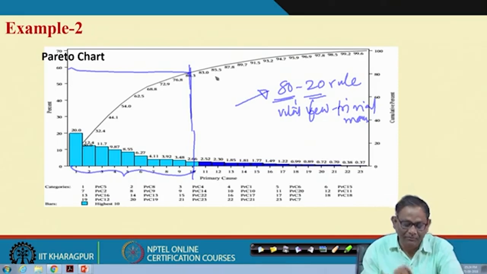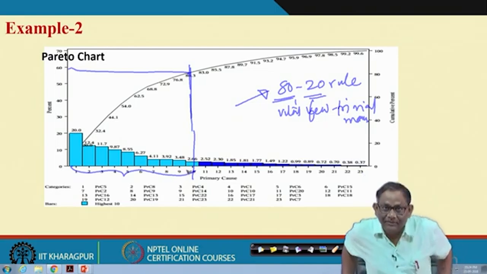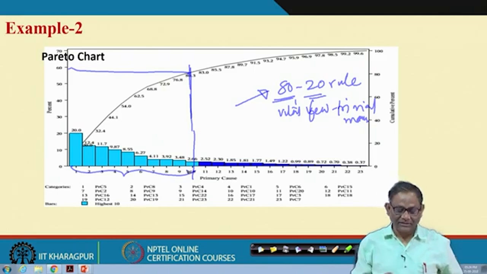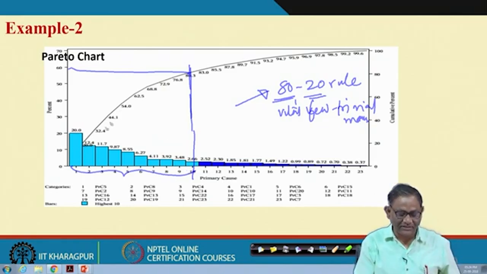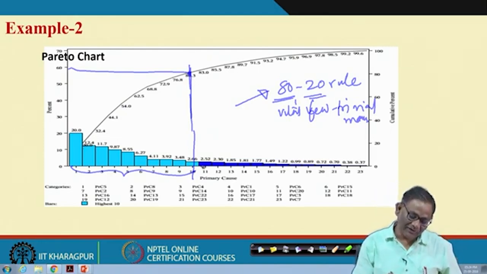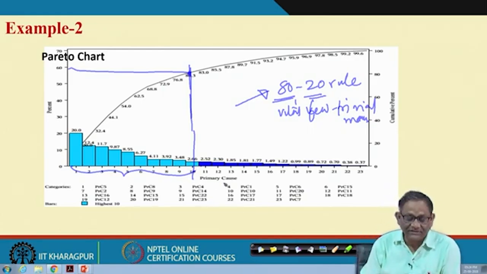80% of the values or problems are consumed by a few causes. Here there are many accident causes, but 10 causes are contributing to 80% of the occurrences. This axis is related to percent, and this curve is cumulative percent. The cumulative value is 80 here. When we come down here, it means 10 different causes, these are the primary causes that contribute to 80% of the occurrences.